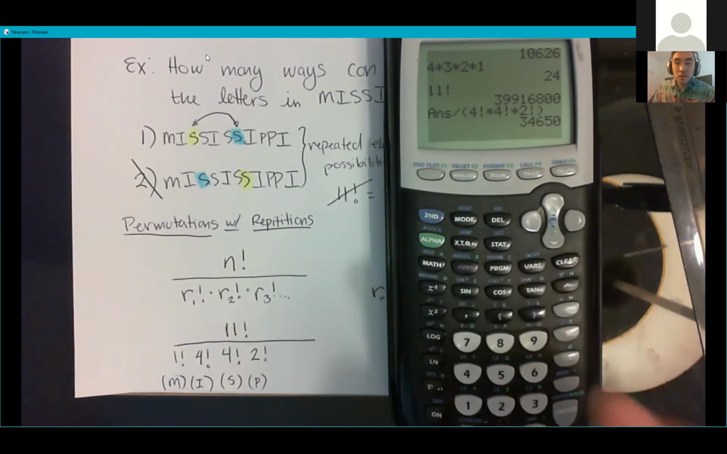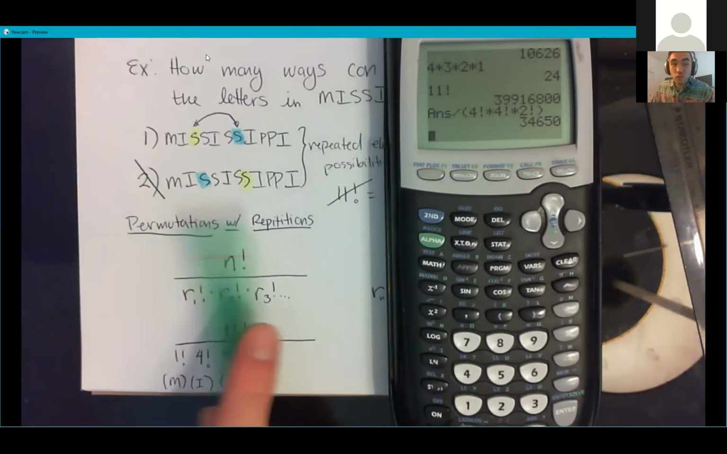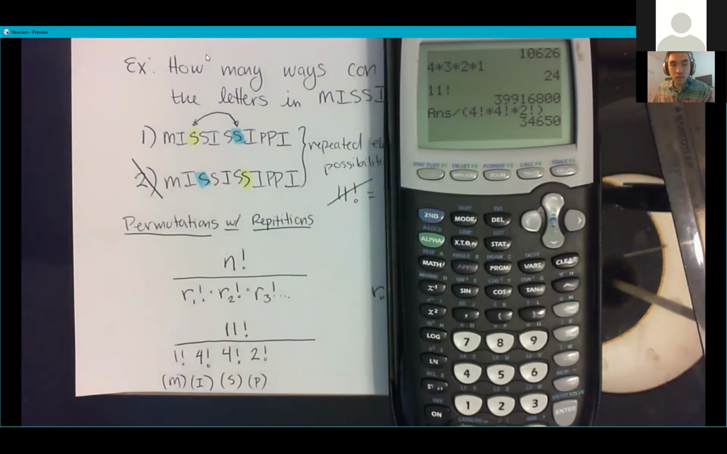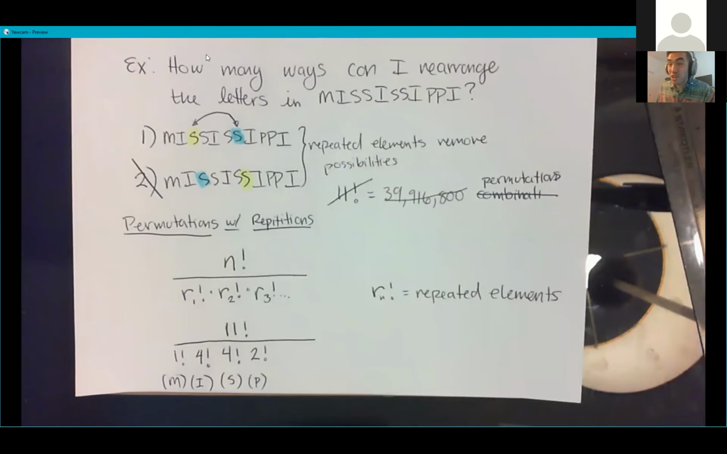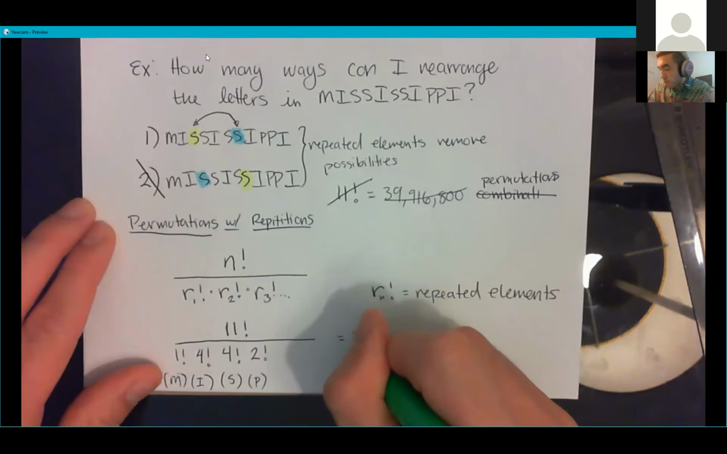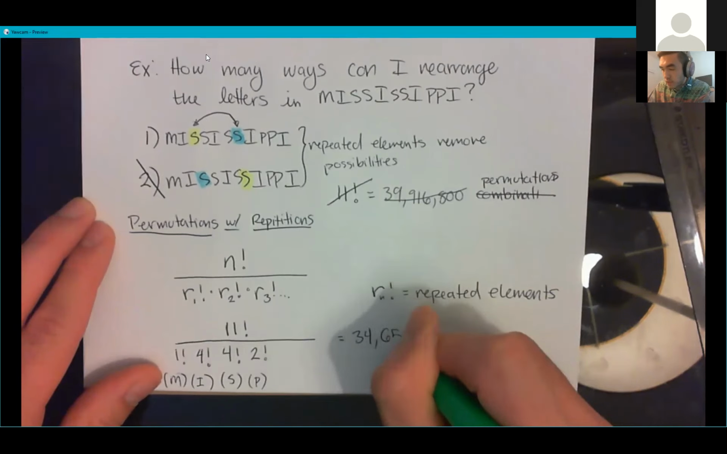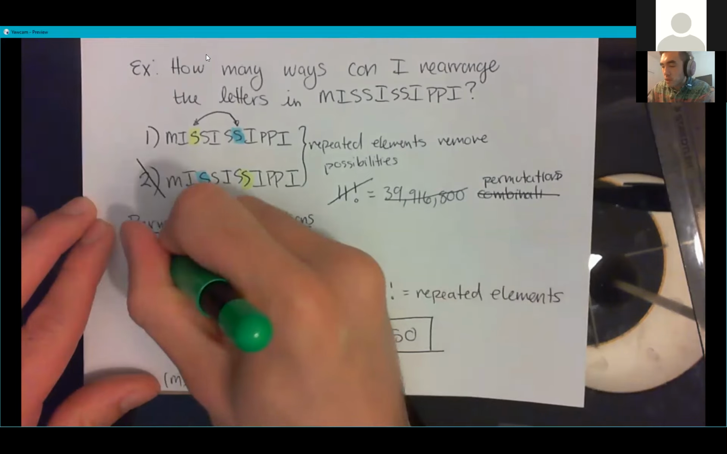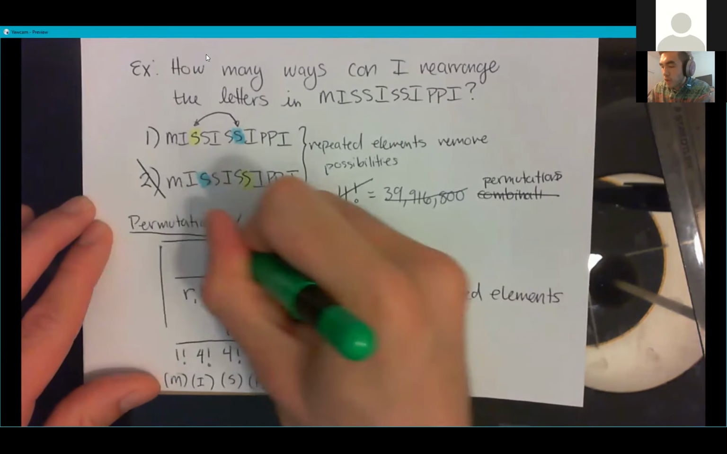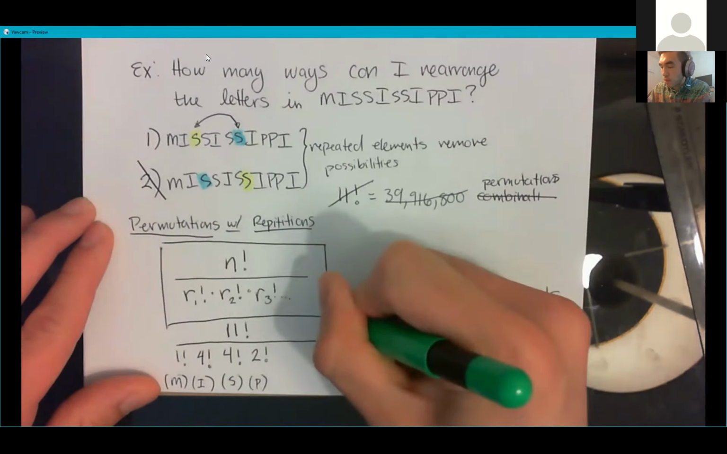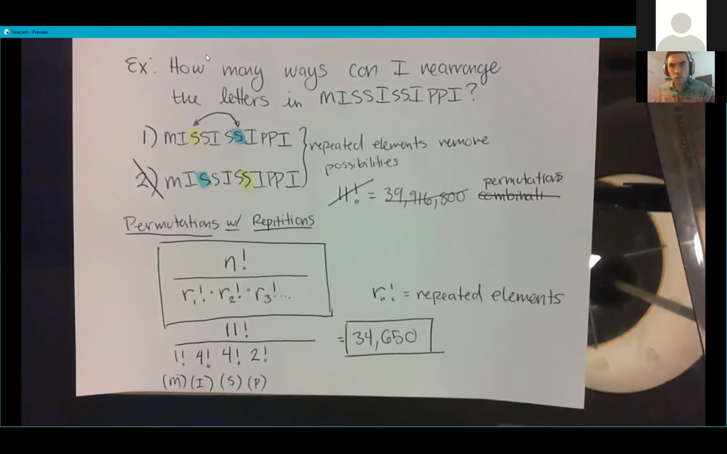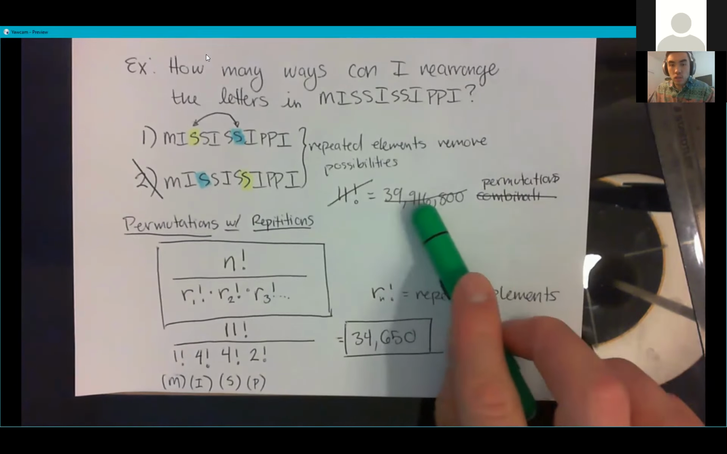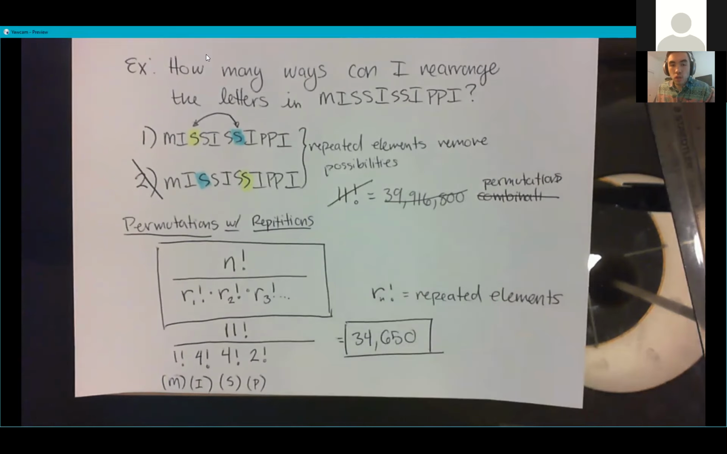But nonetheless, check this out. Because of all of these repeated pieces, because of the reoccurrence of I 4 times, the reoccurrence of S 4 times, there's actually only 34,650 ways to permute the letters in the word Mississippi. So here is our equation for counting out permutations with repetitions, and why it's important. This is a huge reduction, suddenly down from 40 million-ish to 35,000-ish.